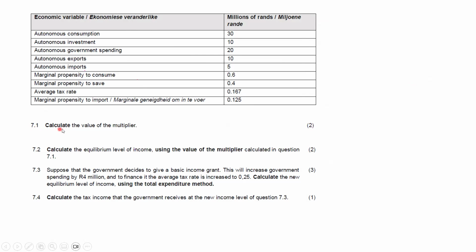So number one, they're saying to calculate the value of the multiplier. You know that to calculate the multiplier, you just say 1 divided by 1 minus C into 1 minus T plus M.